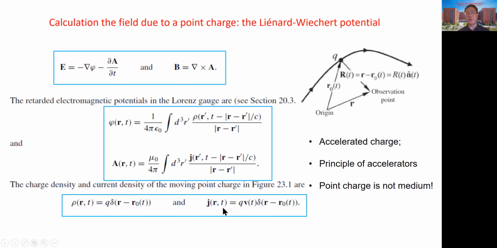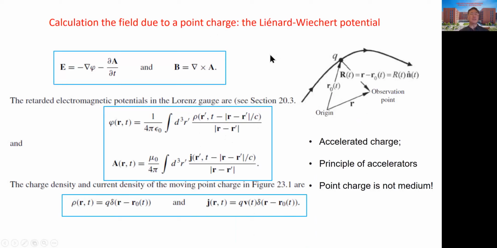Its current can be expressed as velocity multiplied by a delta function. Substitute that into the Liénard-Wiechert potential, and you can calculate the potential in the entire space due to the movement of a point charge along a trajectory.